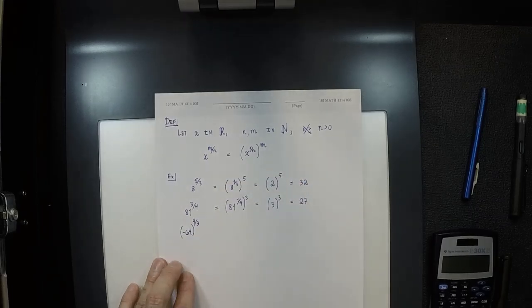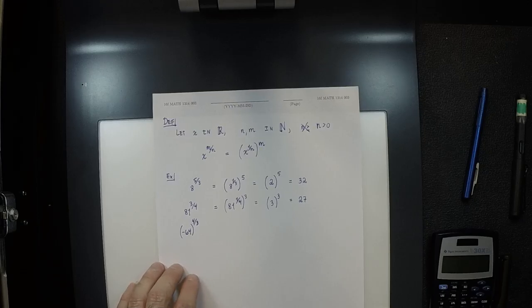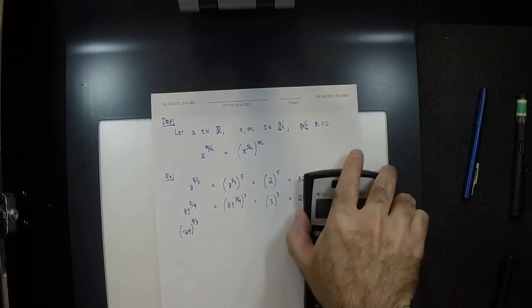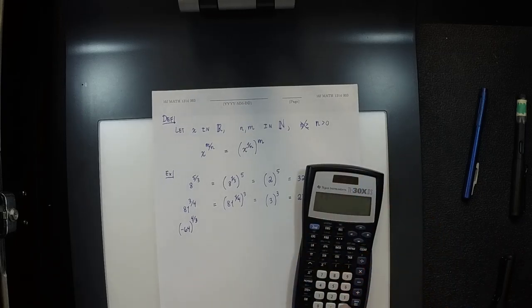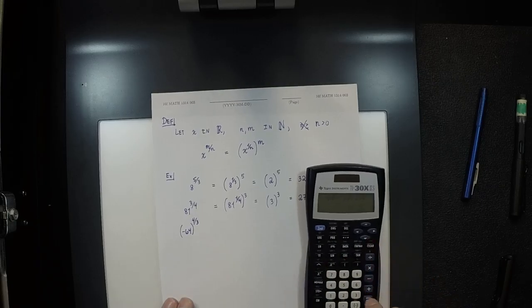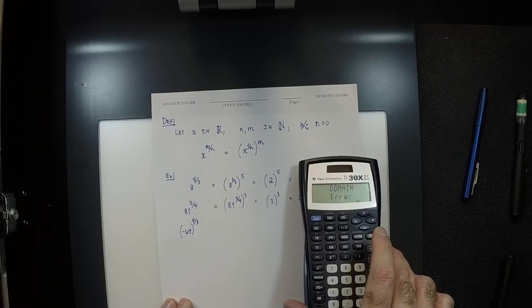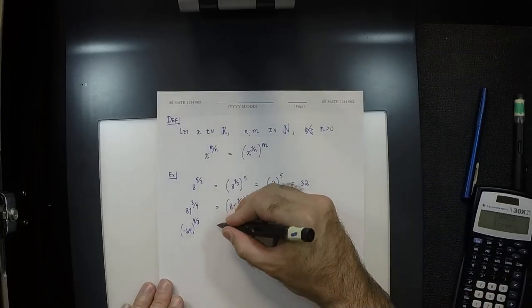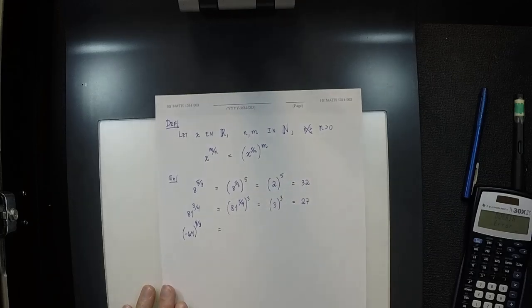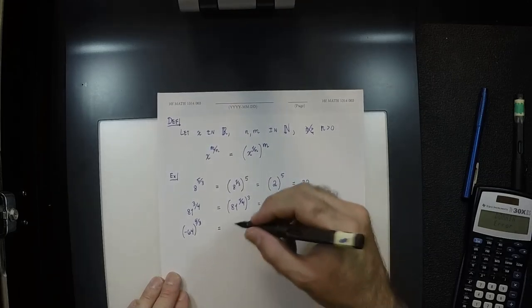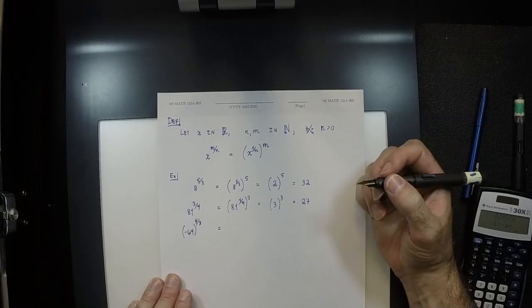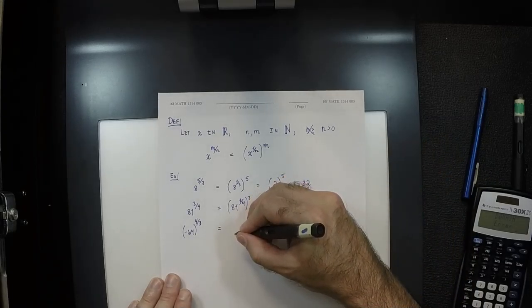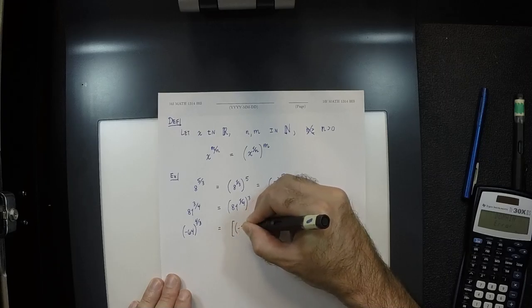Okay, how about negative 64 raised to the 4/3? So can you even do this? Yes, you can. I'm not sure, I should have checked it beforehand, but I think if you type this into your calculator it might choke. But that has to do with the way calculators are made, and it's beyond the scope of the class. But this really is possible to do.